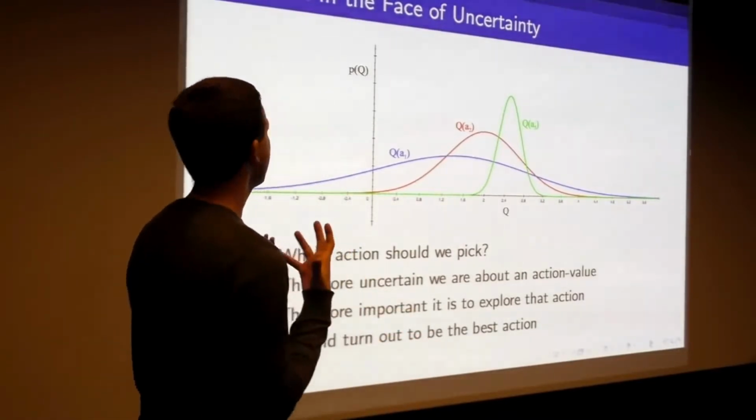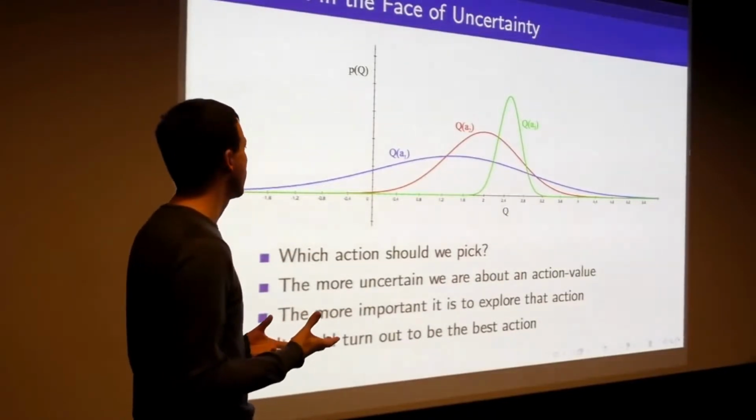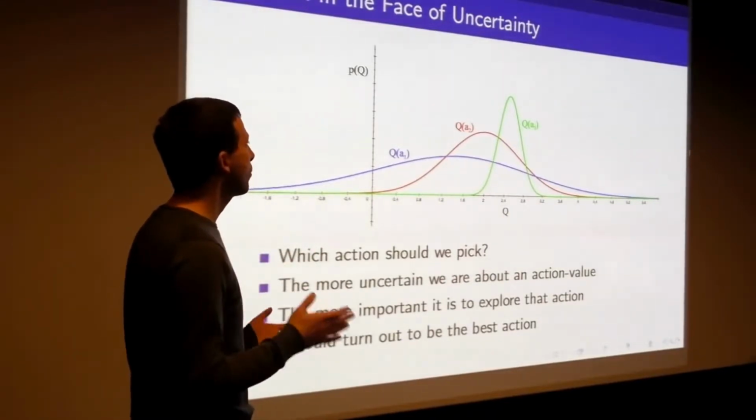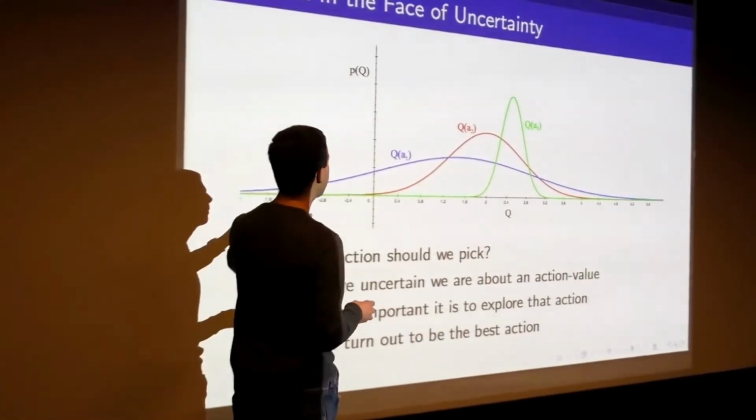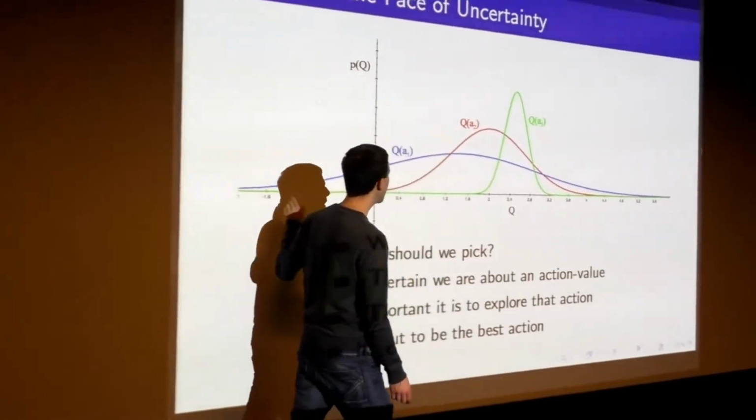So let's get back to principles and then come back to algorithms again. This is the main principle that we're going to use for this next section, which is the optimism in the face of uncertainty principle. Imagine that there are three different arms: the blue arm, the red arm, and the green arm. Okay?